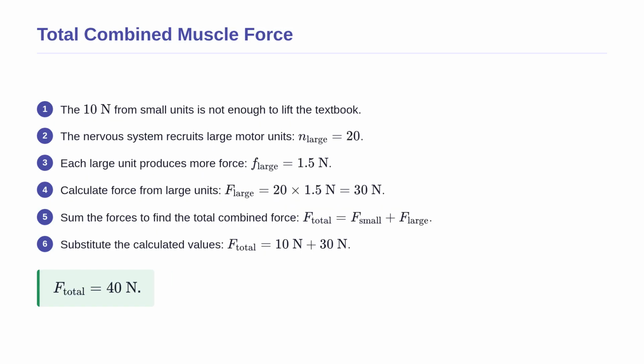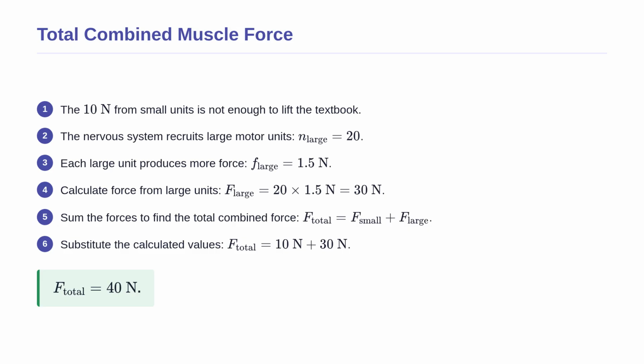Continuing from our previous calculation, 10 newtons is not enough to lift the heavy textbook alone. Therefore, the nervous system must call in larger, more powerful units to assist. We are given that it additionally recruits 20 large motor units, each producing 1.5 newtons of force. We multiply 20 by 1.5 to reveal that the large motor units contribute a massive 30 newtons of force.